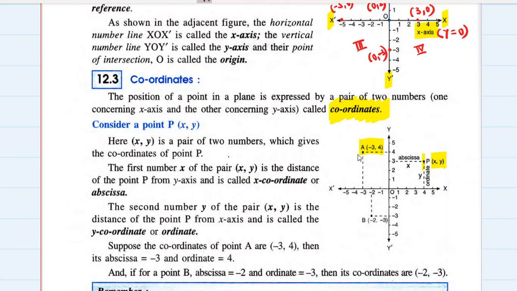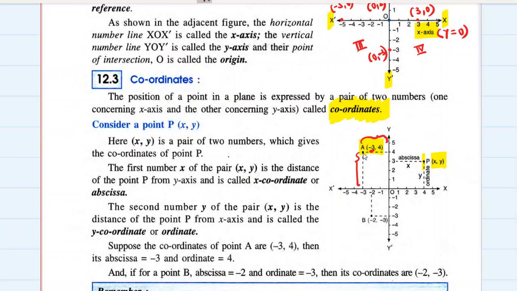Let's have a quick recap on this. The x coordinate of a point is the distance of that point from the y axis. How far is this point from the y axis? This distance is the x coordinate. This is 3 units away from the y axis, to the left of the origin. That's why the x coordinate is -3, and the distance of a point from the x axis is its y coordinate.